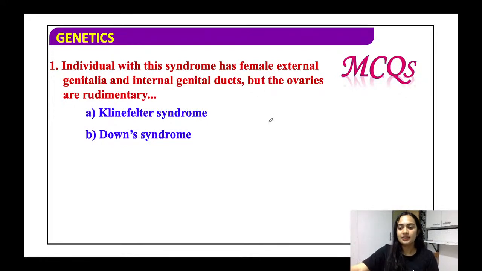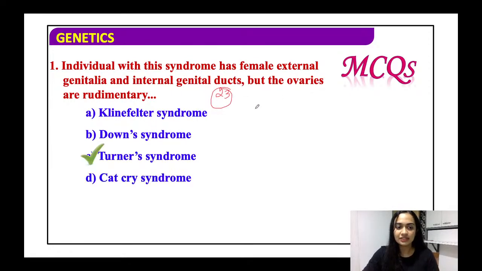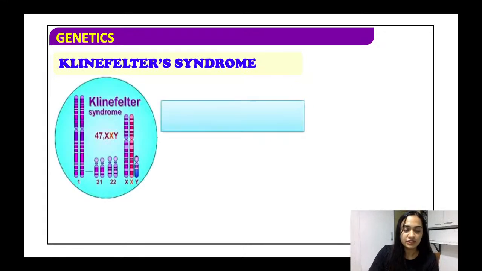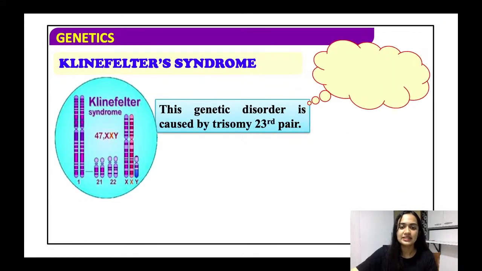मैंने आपको क्या कहा था कि जब भी 23rd क्रोमोसोम में आता है ना, तो वो स्टेराइल हो जाते हैं, ठीक है। तो फीमेल को कौन सा इफेक्ट करता है, फीमेल को इफेक्ट करता है टर्नर सिंड्रोम। Now, let us see Klinefelter syndrome, what it is. So basically, this is due to a genetic disorder in the 23rd pair. ये तो हमें पता है.